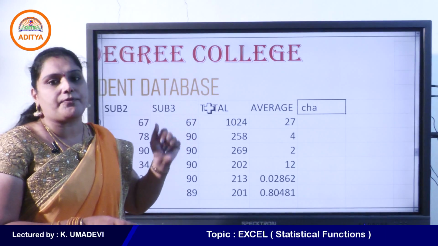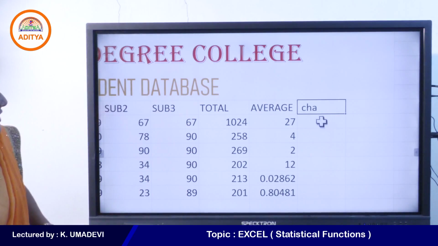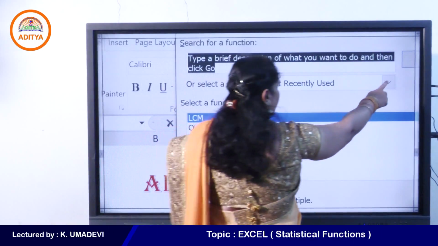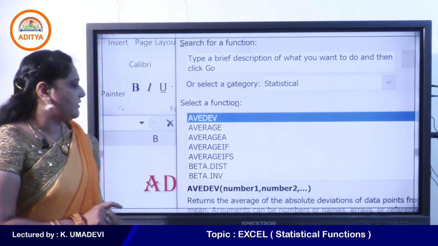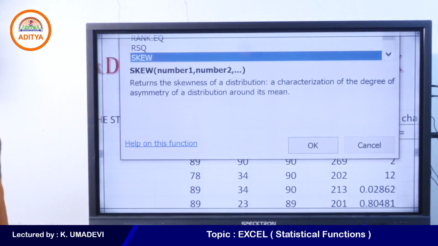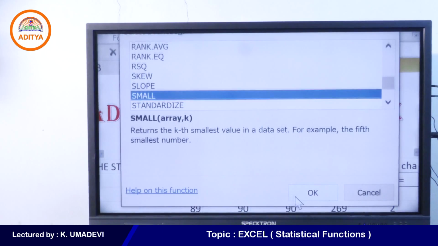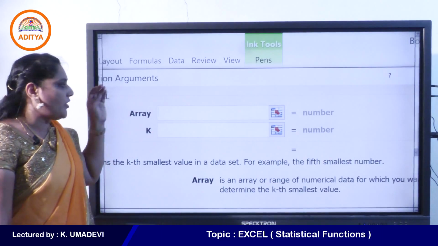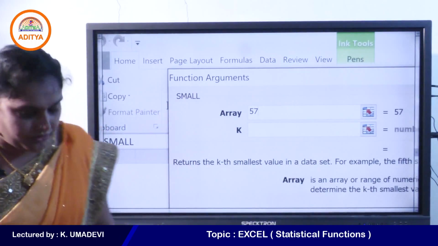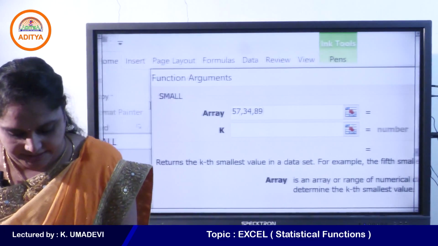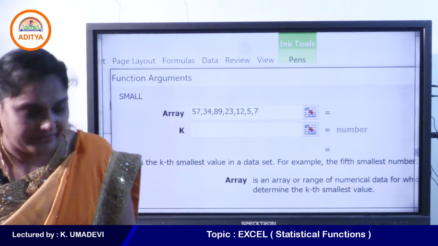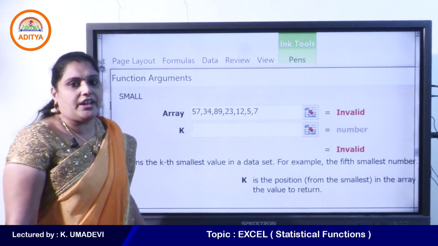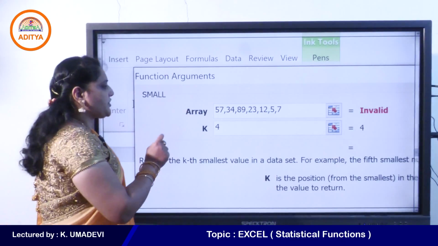So now I will show you how to use the small function. Just click on the cell. Now select the statistical category, and select small. And then click on OK. See, if you want to enter the values manually, simply enter values in the array text box. For example, here I would like to enter my own values, that is 57, 34, 89, 23, 12, 5, 7. Now I want to display the fourth smallest number on my list. So I'll enter 4 in the K text box.